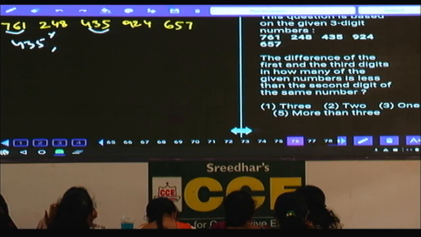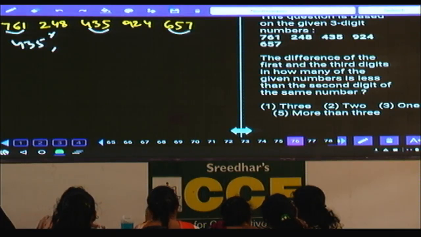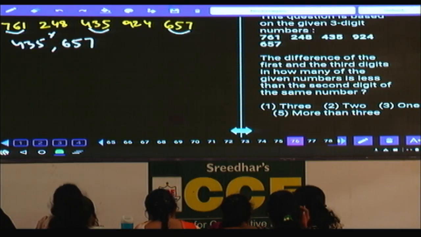And it is 2, it is more than this one, which is invalid. 6 and 7 is 1, which is lesser than the second digit 5. Hence, how many numbers are there? There are 2 such numbers. That is choice 2.